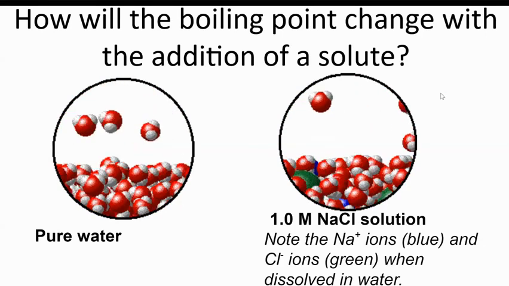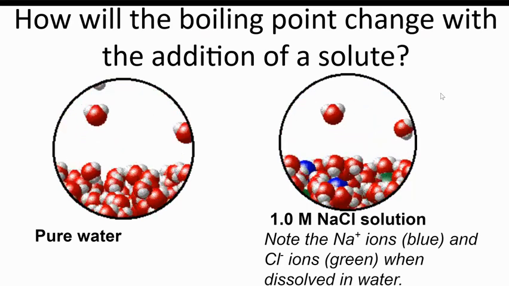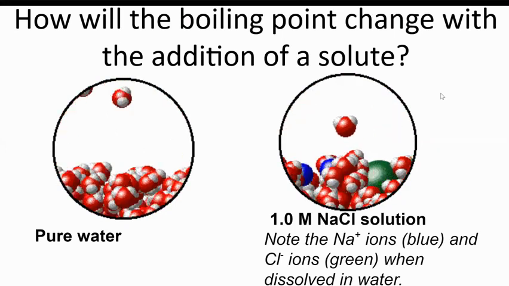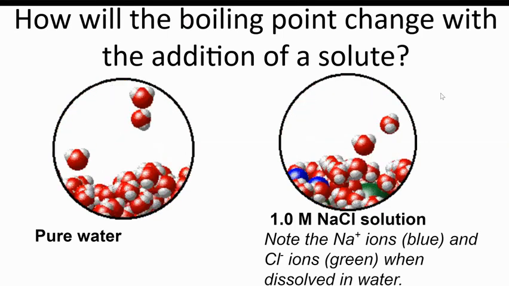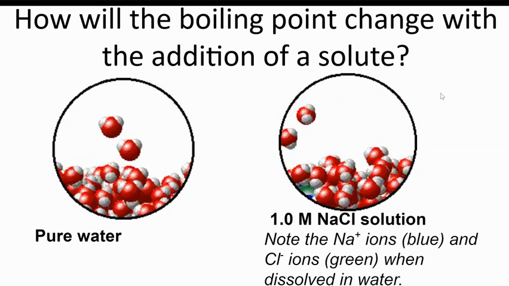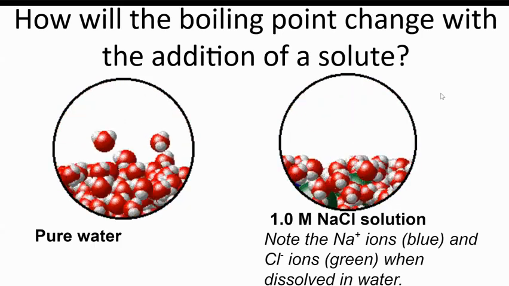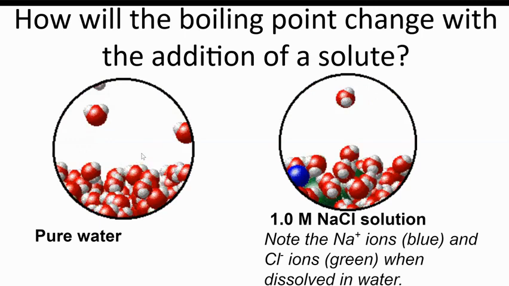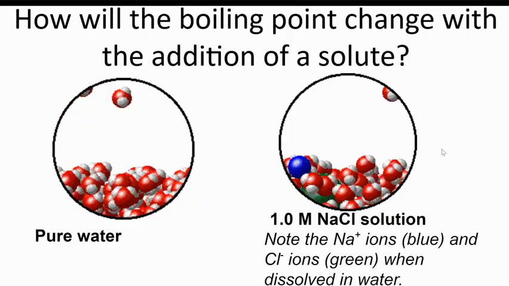So hopefully what you're thinking is, those sodium and chlorine ions are disrupting the water molecules in solution. And if those water molecules are trying to evaporate off the top of the solution, then the sodium and chloride are going to be preventing them from doing so as easily because of their disruptive presence. Yeah, the boiling point's going to increase with the addition of a solute. Pure water has a boiling point of 100 degrees Celsius, whereas a 1 molar saltwater solution has a boiling point of 101 degrees Celsius.